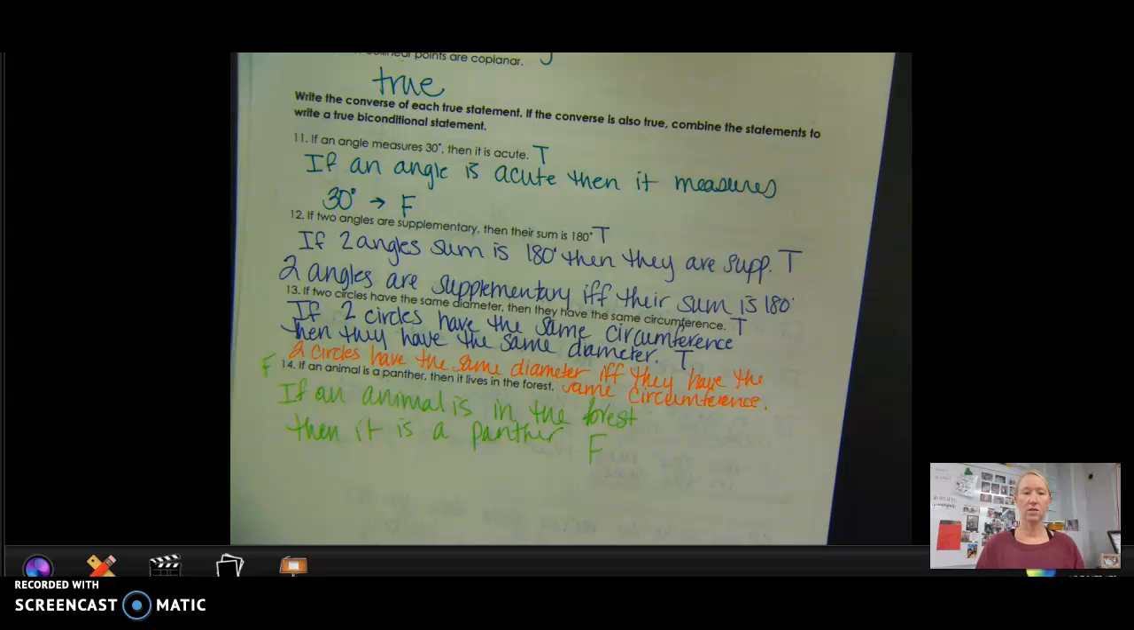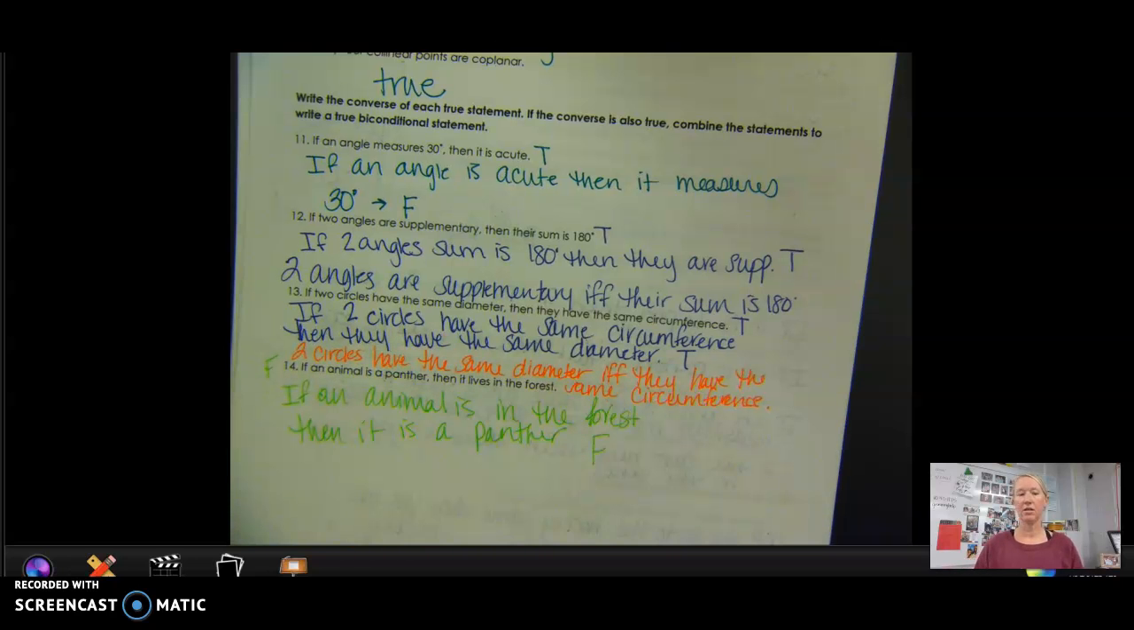13, if 2 circles have the same diameter, then they have the same circumference. That is true. If 2 circles have the same circumference, then they have the same diameter. That is also true. And so then I can write the biconditional. Remember, a biconditional is the best definition. So this would be the best definition of circumference and diameter, of circumference really. 2 circles have the same diameter if and only if they have the same circumference.